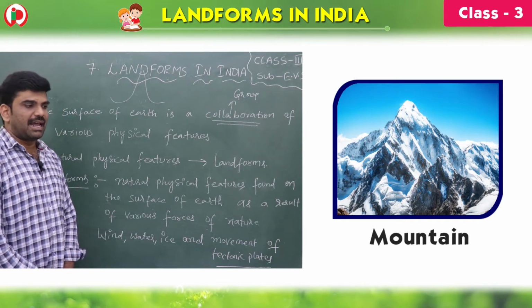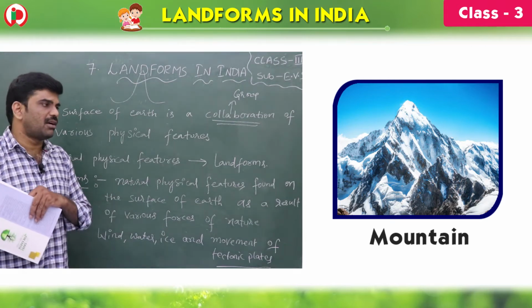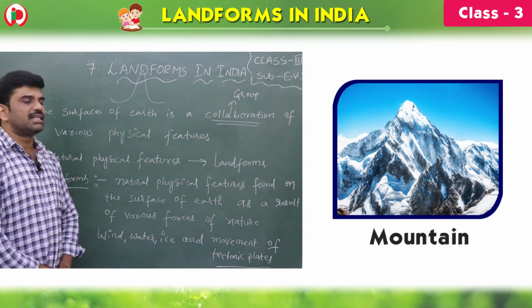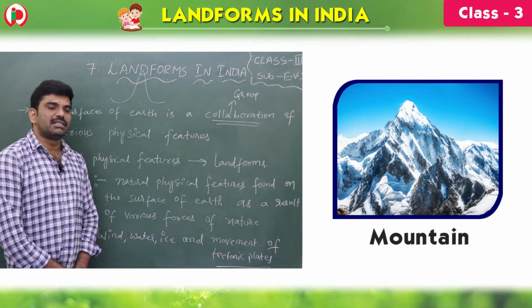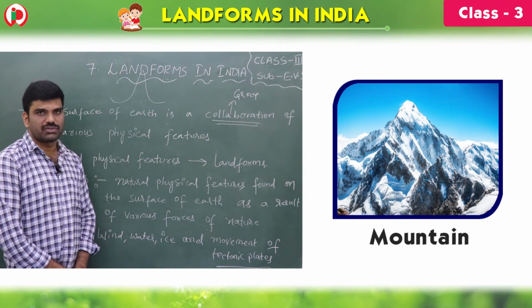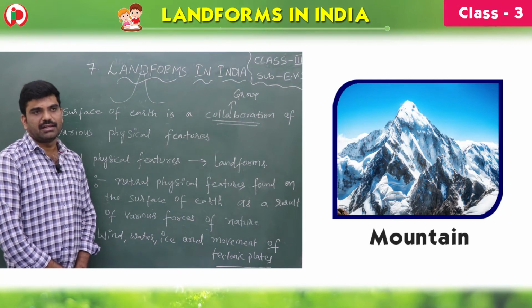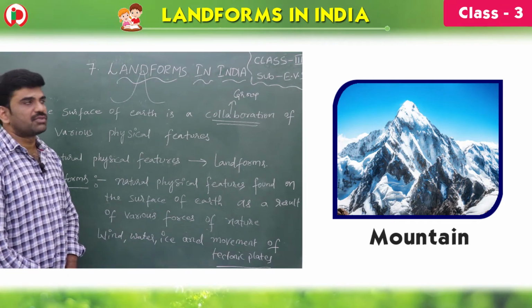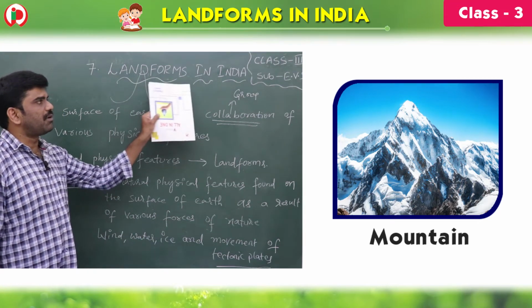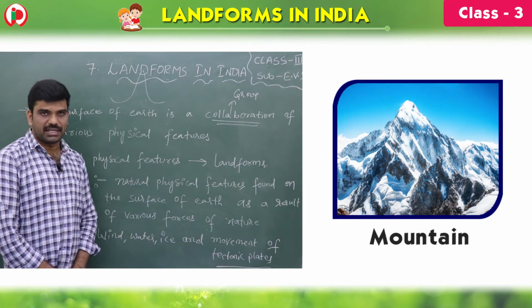That means the land is not the same, and the land is not a plane in each and every part of the world. So you can see the land has several ups and downs. Based on the ups and downs, children, this land is totally divided into landforms. So our lesson is landforms in India.